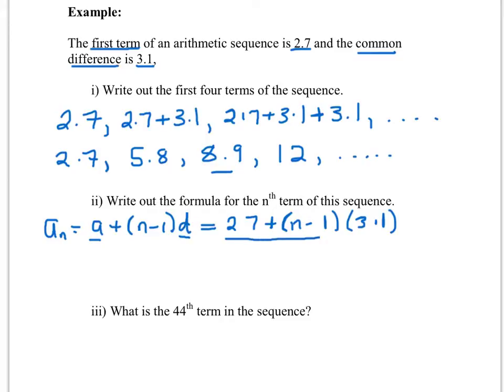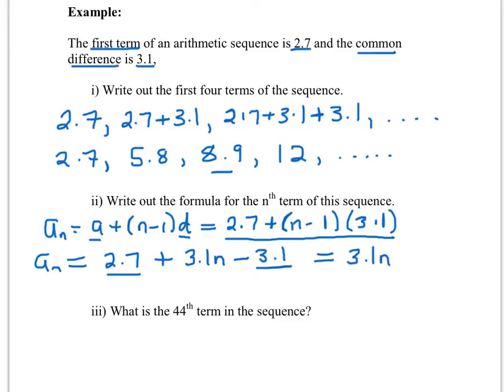Now that is the formula for the nth term of the sequence, but we can simplify it a little bit using algebra. So let's do that. That's 2.7 there. So an is equal to 2.7 plus... Now you can multiply this bracket here by 3.1 and you'll get 3.1n minus 3.1. Now if we bring together the figures, we have 2.7 minus 3.1 is equal to... So it'll be 3.1n minus 0.4. So that's it in its simplified version using a little bit of algebra.